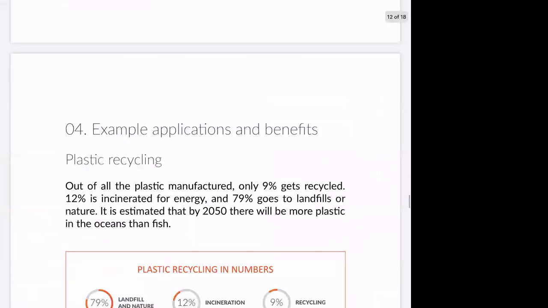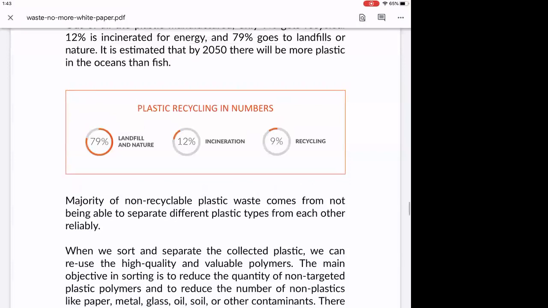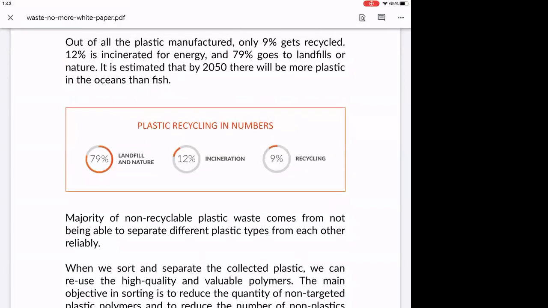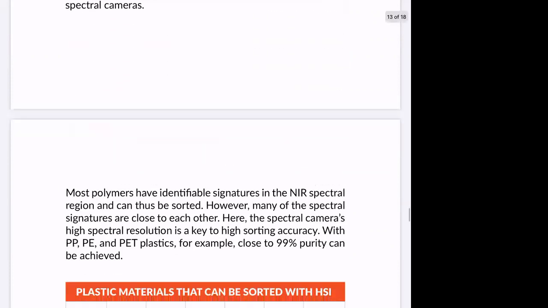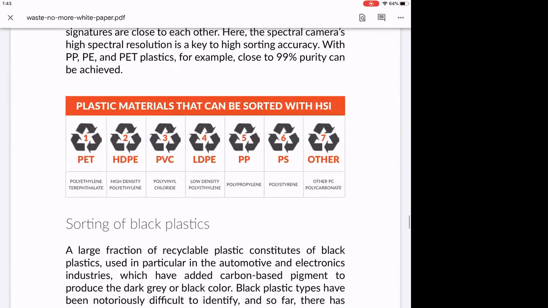example. That's plastic recycling. Plastic recycling is very problematic because, like I said before, by 2050 it's estimated there will be more plastic in oceans than fish. So this is something we do have to solve. And I believe technology, particularly optics, can play a big role.